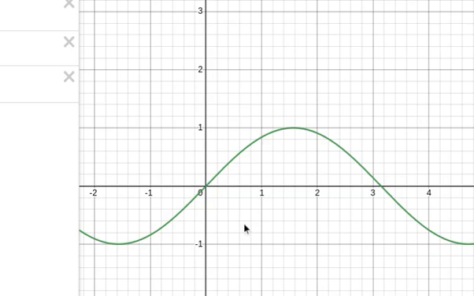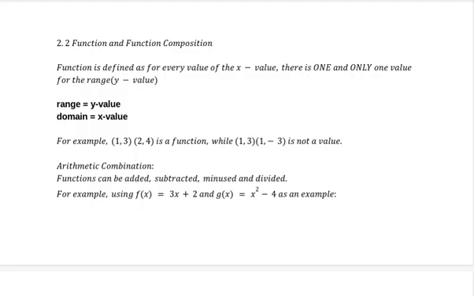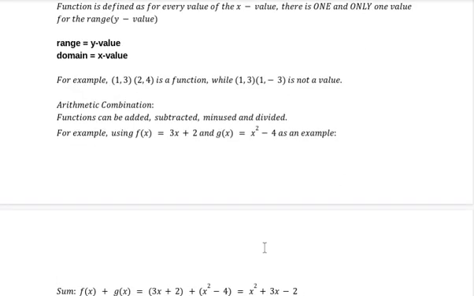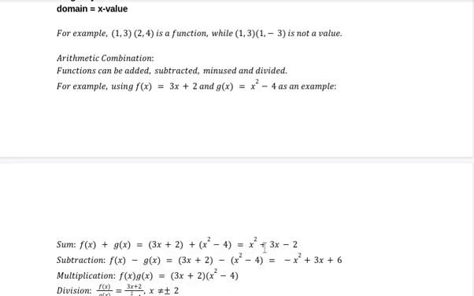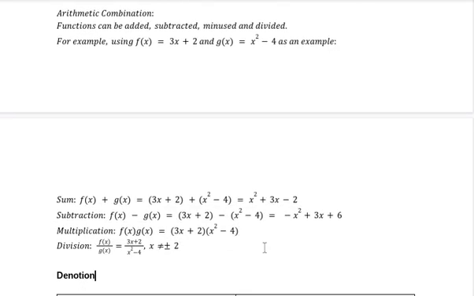So as you can see, after we have talked about those, let's then move on to the arithmetic combination of functions. So we know that functions can be added, subtracted, multiplied, and divided. For example, f(x) and g(x) can be summed up. In this case, f(x) is added with g(x), which is 3x plus 2 plus x squared minus 4, which is equal to x squared plus 3x minus 2.